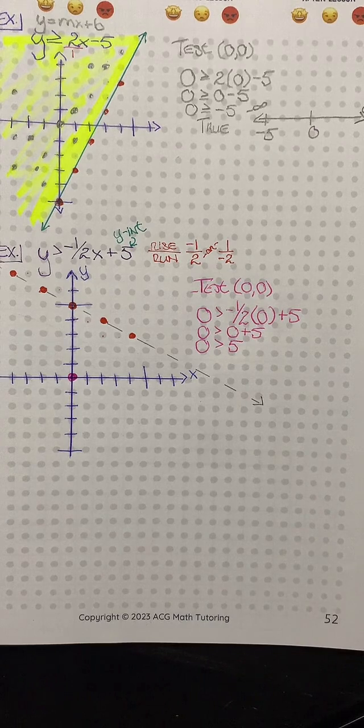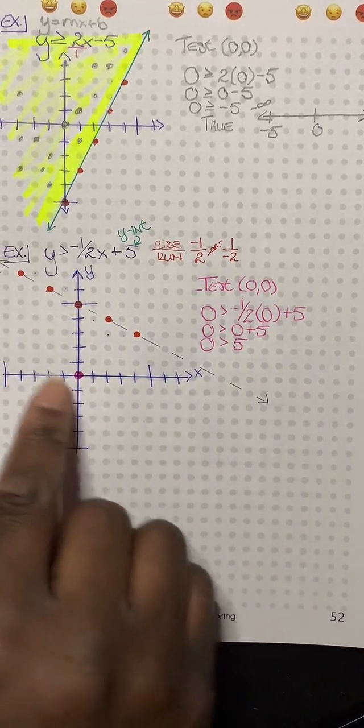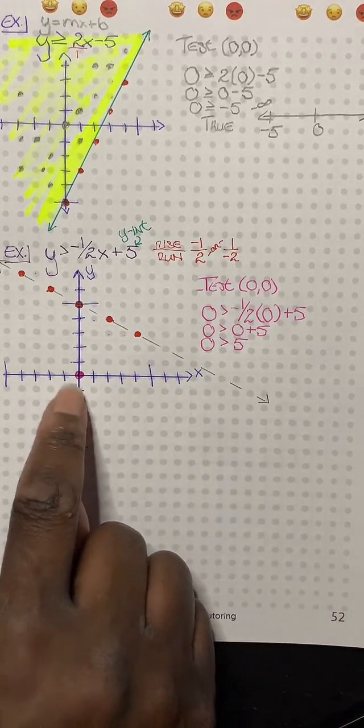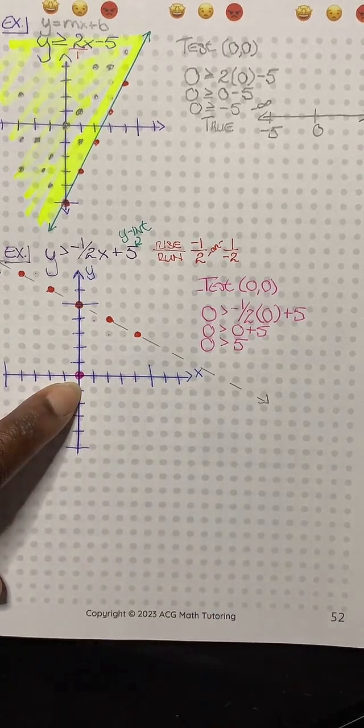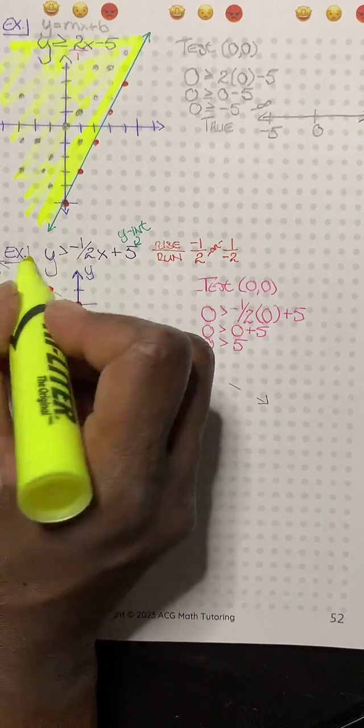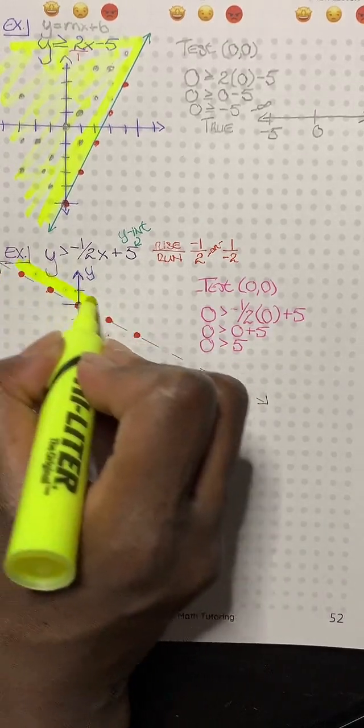All right, no, and no. So the side of the boundary line that contains that point 0, 0 is not going to be shaded. That means it's going to be the side that is away from 0, 0.